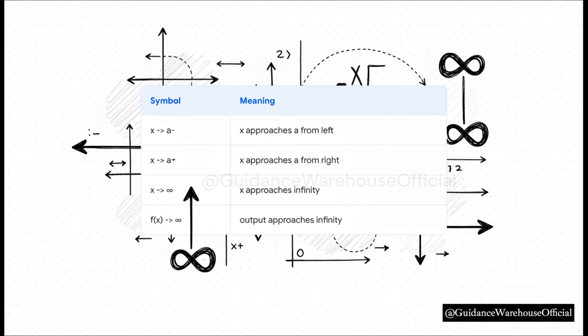In math, we use arrows to map out what a function is doing as our inputs get infinitely close to specific values. When you see x approaches a with a tiny little minus sign next to it, it doesn't mean negative a. It actually means x is approaching a from the left, creeping up on it from smaller values. A little plus sign? That means sneaking up from the right. An arrow pointing to the infinity symbol means our input is just getting bigger and bigger forever. And when f of x, our output, has an arrow pointing to infinity, it means the graph is literally shooting straight up off the page, increasing without bound.